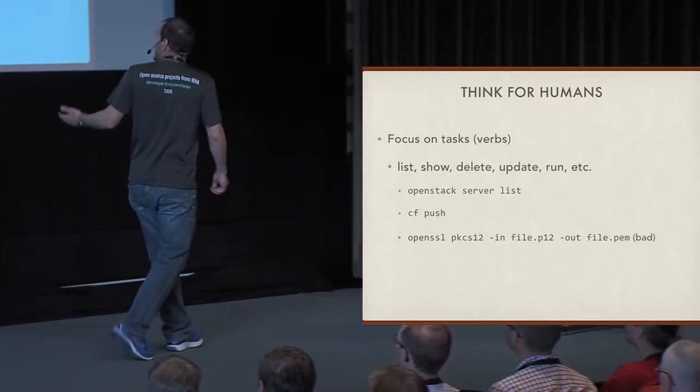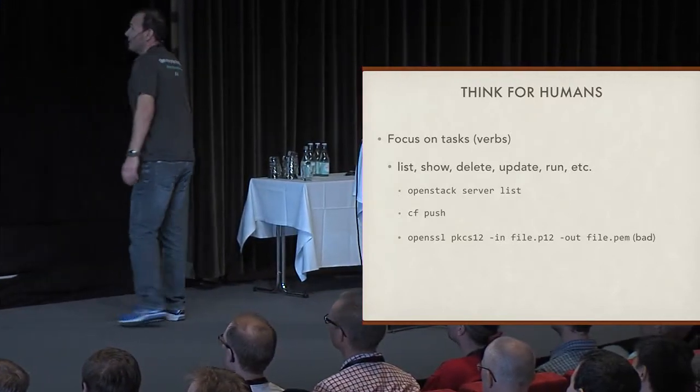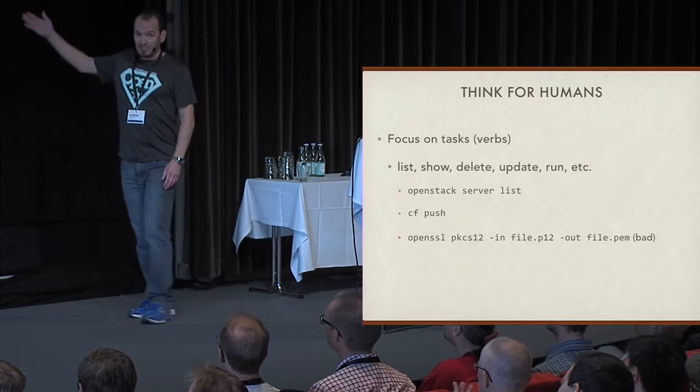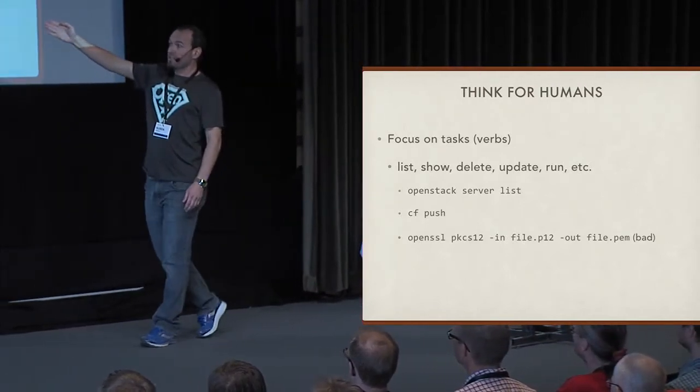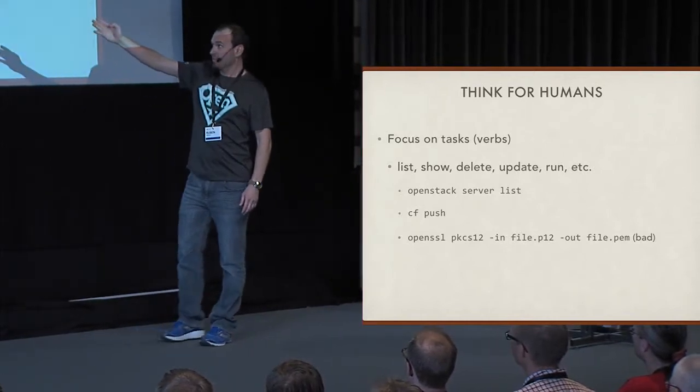So I give you two good examples here: OpenStack server list. You know what that's going to do, and that better bring a list of servers. And CF push, well, that better push the thing to the servers.